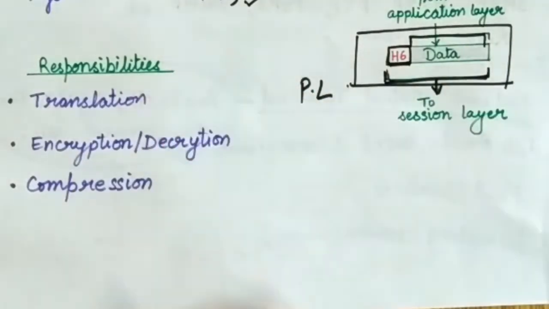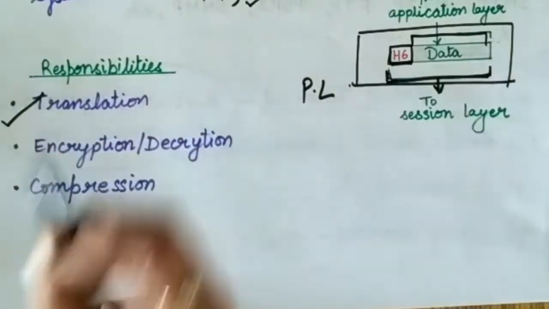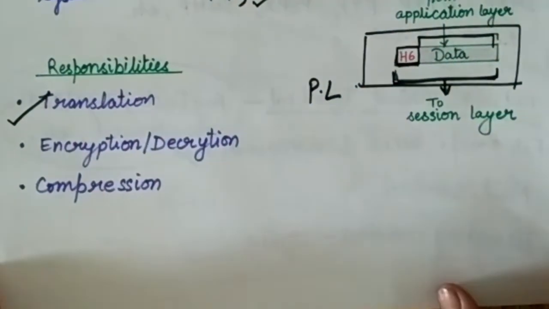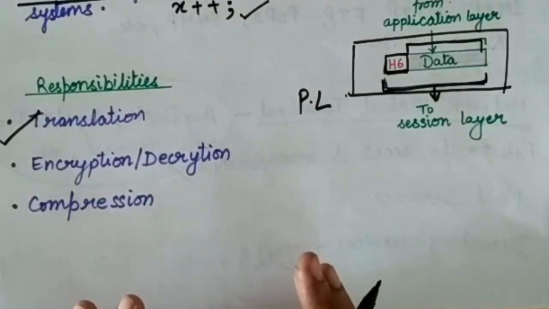Now we will come to the responsibilities. First responsibility is translation. Translation, general meaning is to translate something, that is to convert something. So different computers use different encoding methods. Encoding means converting data from one form to another.